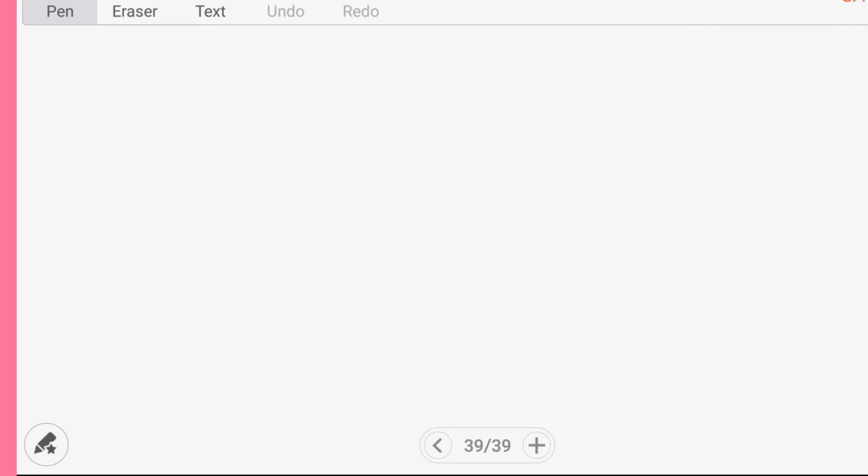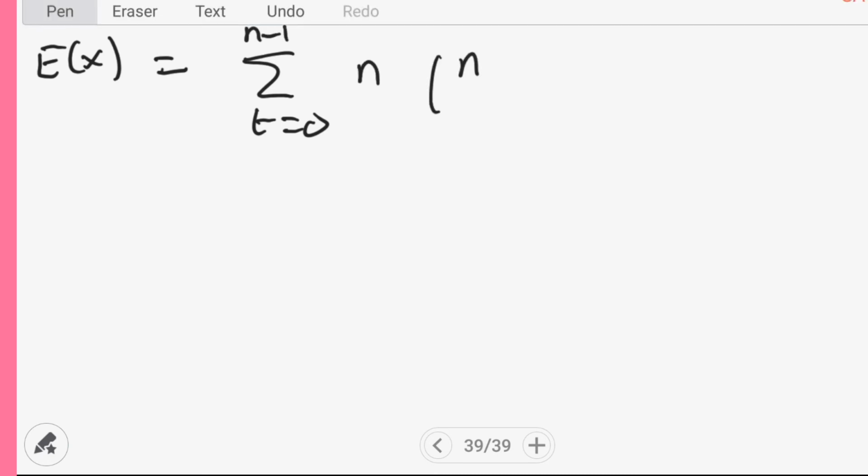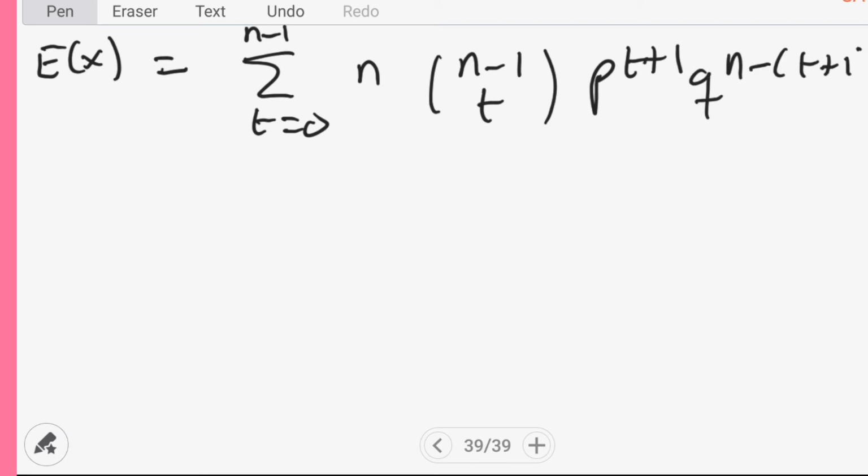Alright, so now we have our expected value of x being equal to summing on t from 0 to n minus 1, n times n minus 1 combination t, p to the power t plus 1, and we have q to the power n minus t plus 1. So now let's continue.